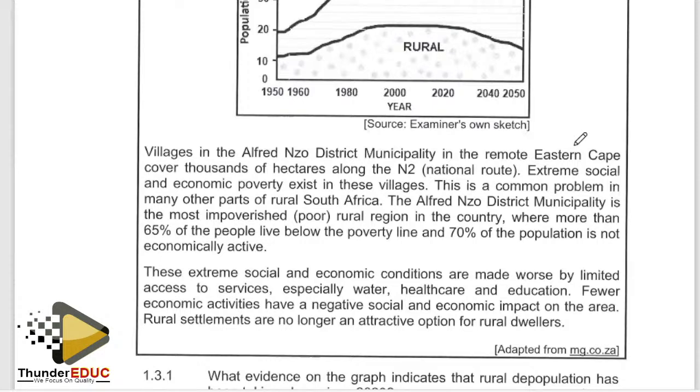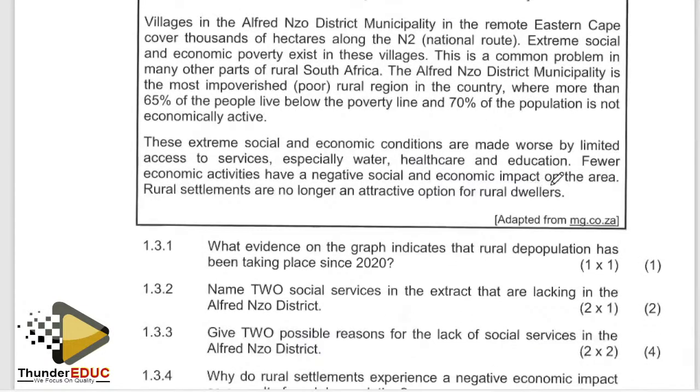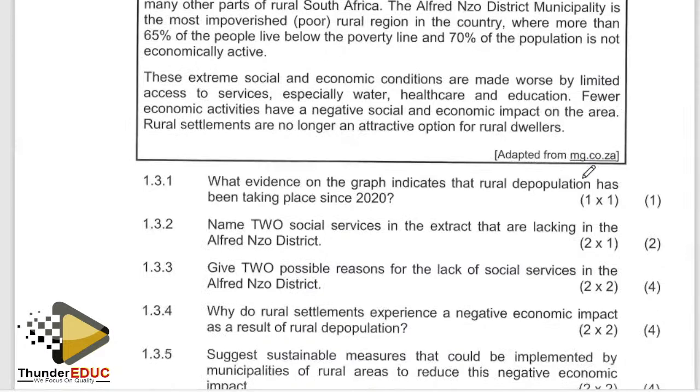The Alfred Nzo District Municipality is the most impoverished rural region in the country, where more than 65% of the people live below the poverty line and 70% of the population is not economically active. These extreme social and economic conditions are made worse by limited access to services, especially water, healthcare, education. Fewer economic activities have a negative social and economic impact on the area. Rural settlements are no longer an attractive option for rural dwellers.